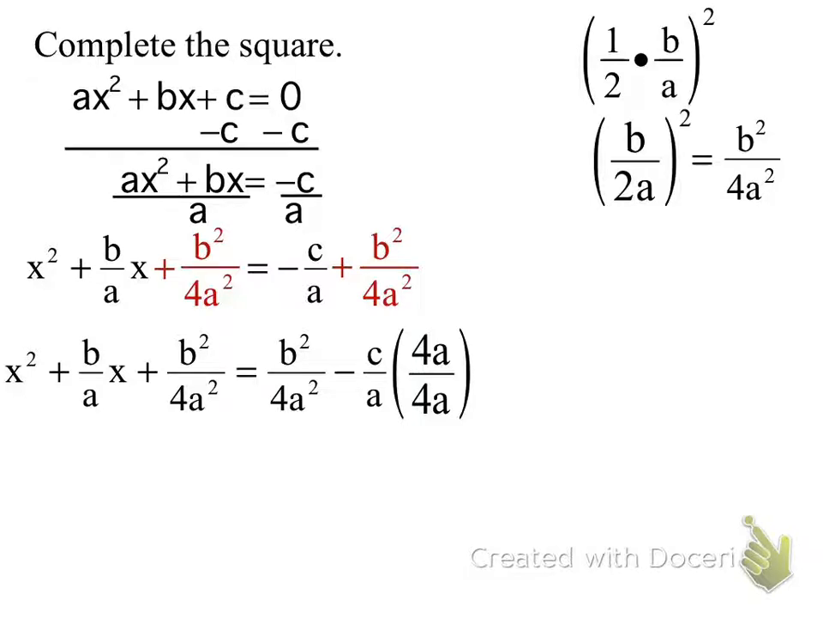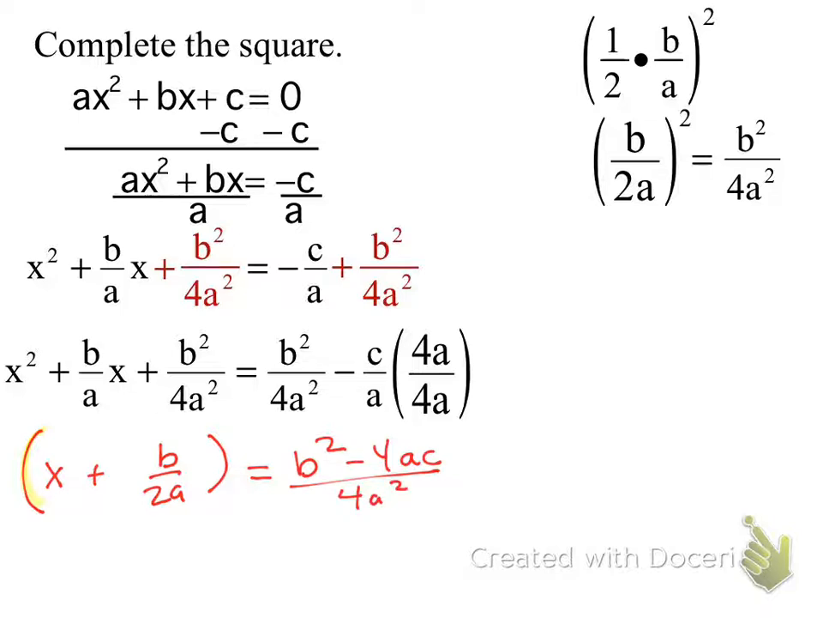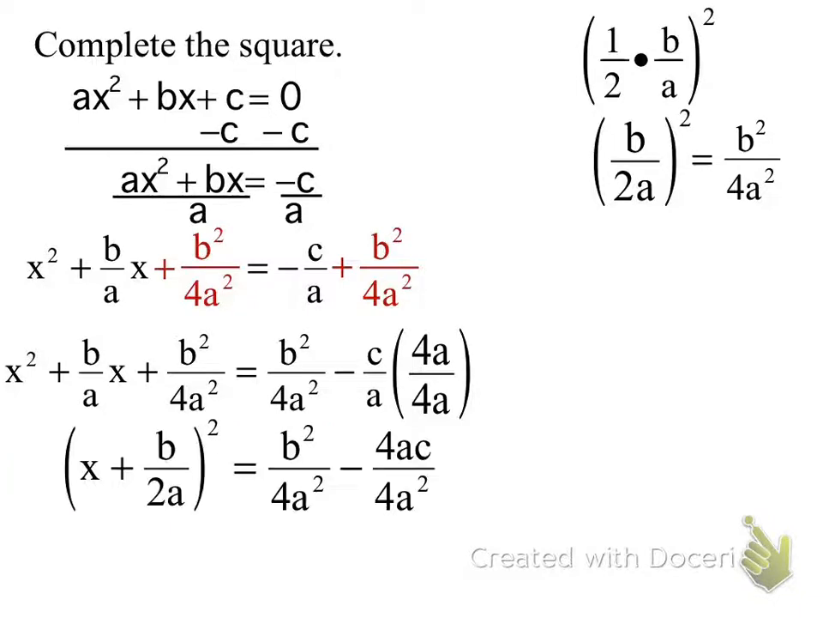Now, how do I factor this part? What does this factor to, Daniel? X plus b over 2a. B over 2a, and this becomes equals b squared minus 4ac, and isn't it all over 4a squared? Right? They have the same common denominator. You guys with me? We have this as squared. Okay, questions? Are you guys still with me? Yeah.